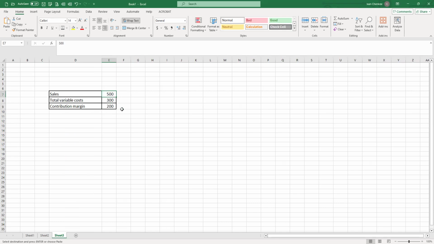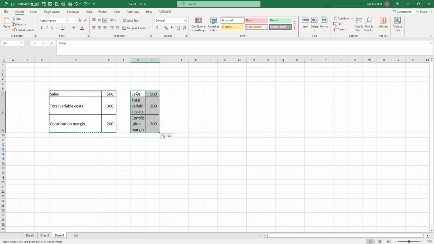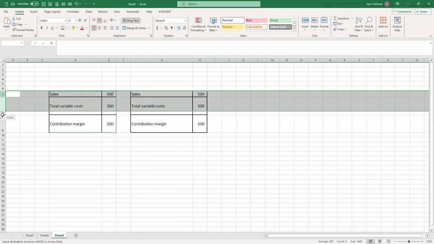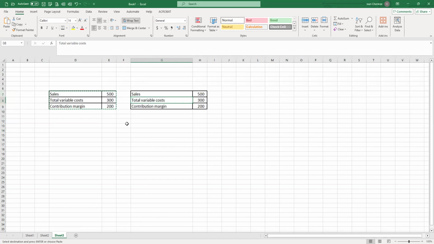If I reduce my sales price to 450, what happens to my contribution margin? Is it going up or going down? It's going down. So reducing the sales price, is it going to help me improve my contribution margin? Obviously, it's not going to help me, right? Let's put it in parallel so we can see it. If I reduce my sales price to 450, my contribution margin is going down. That doesn't help me. So what's the other option?